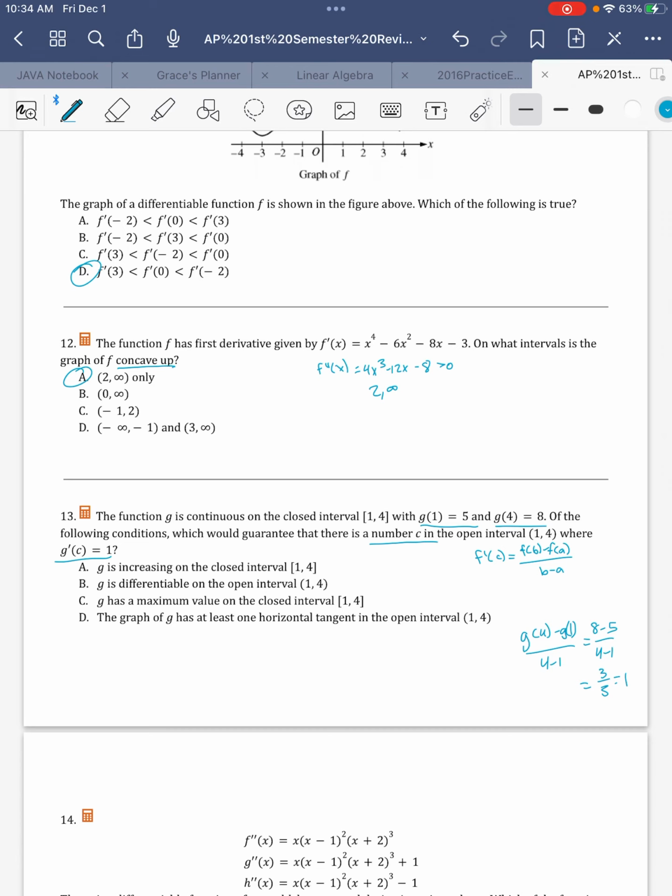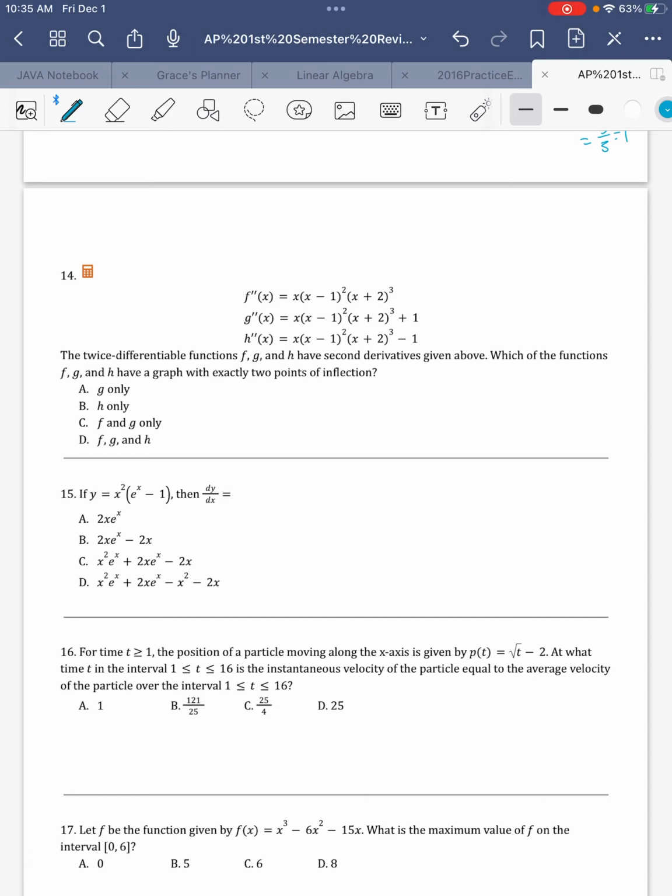So the mean value theorem started by saying, let f be a continuous and differentiable function. That's how we start the mean value theorem. So to use that theorem to be able to prove that at some point our derivative has to equal our average rate of change, we need the function to be continuous and differentiable. Well, it tells us that it's continuous, but it does not tell us that it is differentiable. To be able to use that theorem, it has to be differentiable. So B would be our answer.